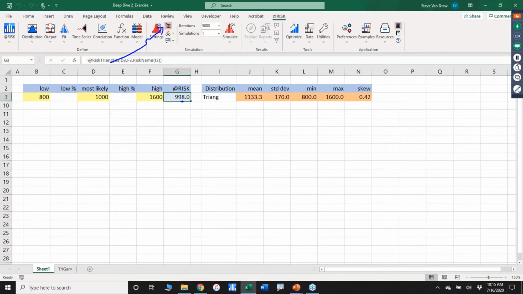I'm cycling between iterations or random samples from that triangular distribution. So I'm hitting F9, F9, F9, F9. Every one of those is a new random sample from that triangular distribution. When I take the die back off, I'm back to the mean, and you can see that I've pulled the theoretical mean in to demonstrate that that's what you're looking at.